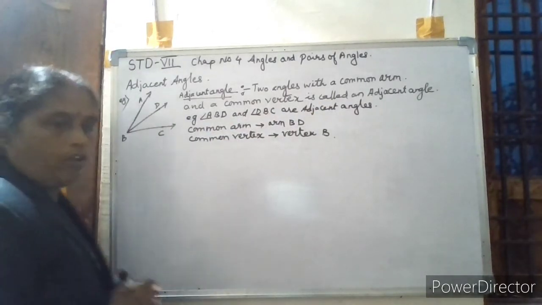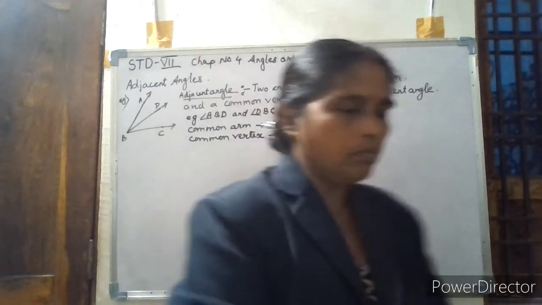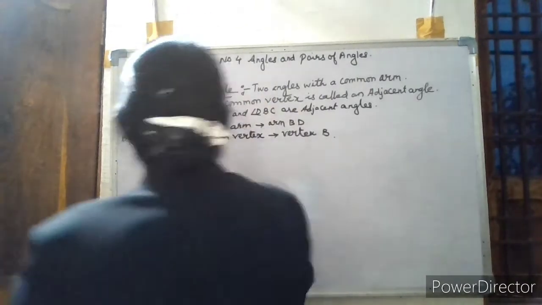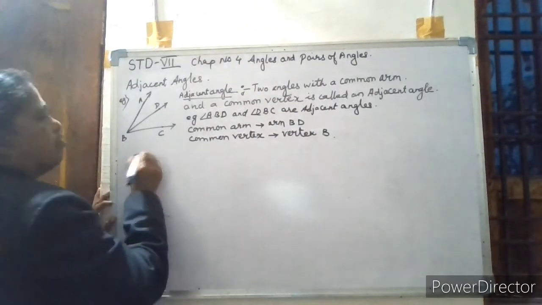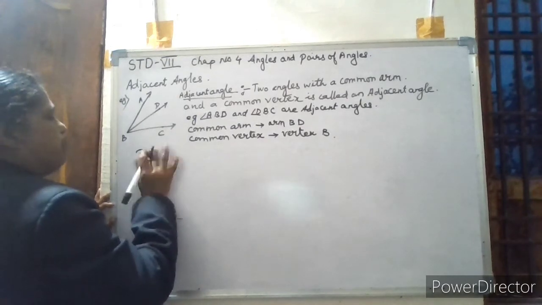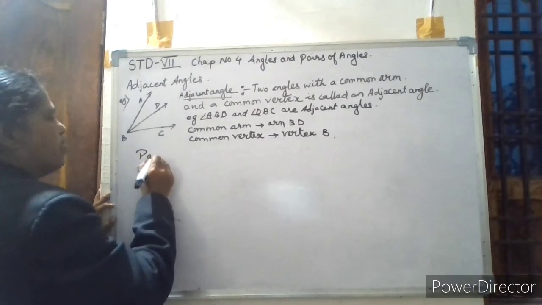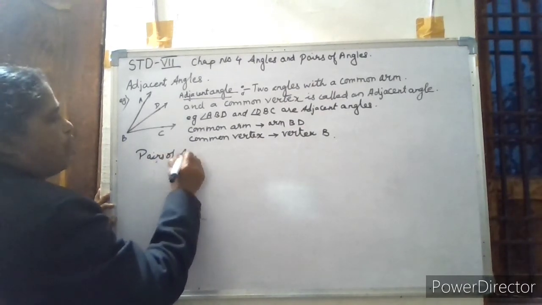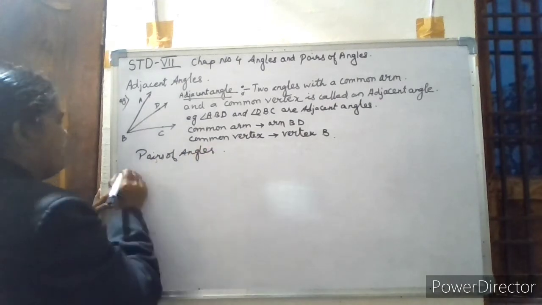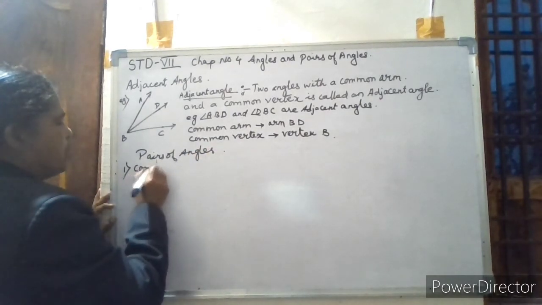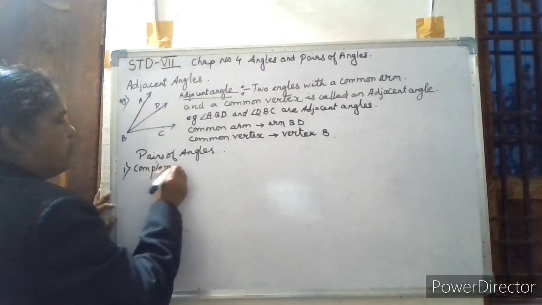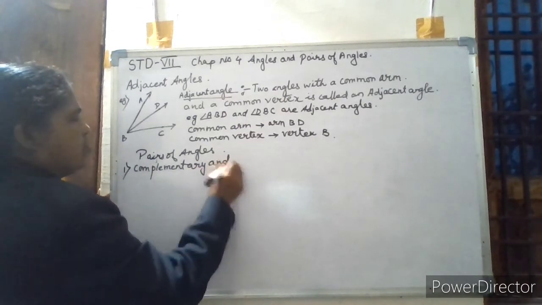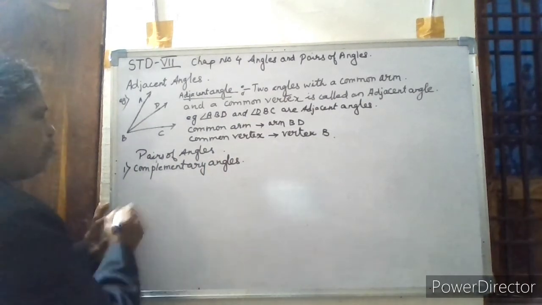Now the next topic is we will learn about pairs of angles. First pair of angles, that is complementary angles. First, complementary angles, that is C.